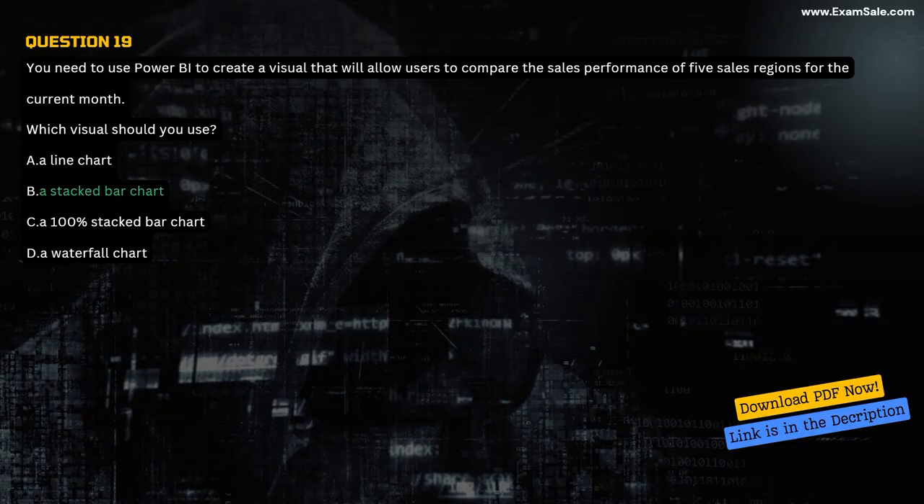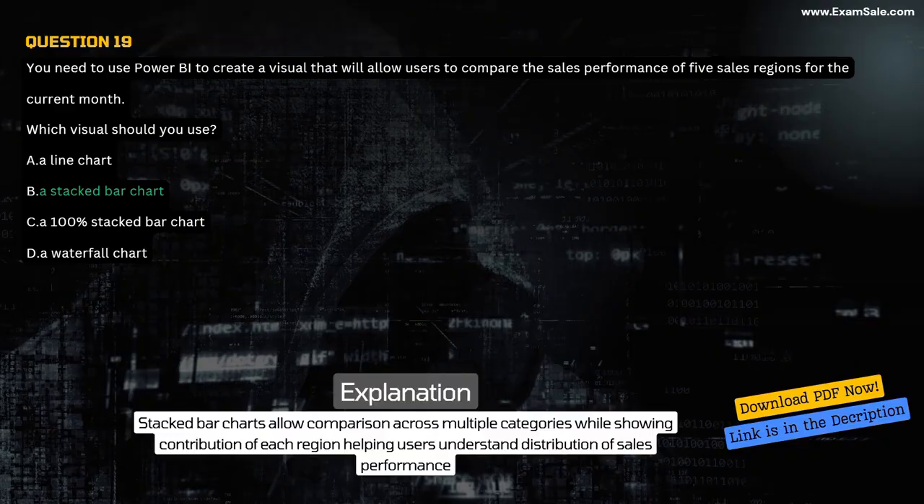Stacked bar chart. Explanation. Stacked bar charts allow comparison across multiple categories while showing contribution of each region, helping users understand distribution of sales performance.